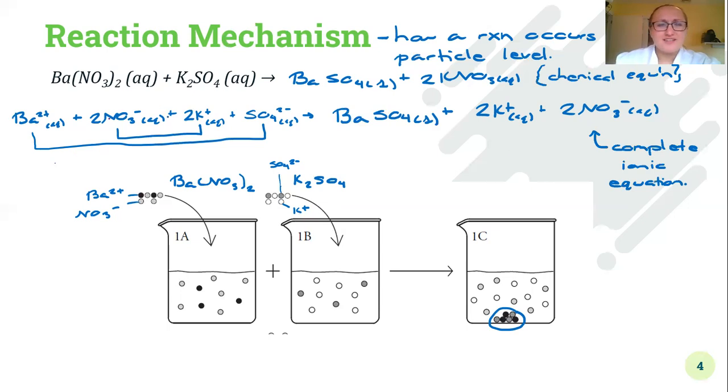Scholars, you may have noticed that our nitrate and our potassium don't really do anything. It's aqueous before, it's aqueous after. Yeah, doesn't do much. We call these spectator ions because they do not participate in the reaction. They just hang back and watch. So we can simplify this expression by getting rid of our spectator ions. And what we end up with is a much simpler equation.